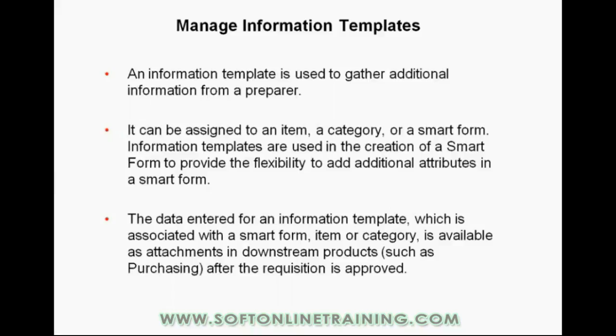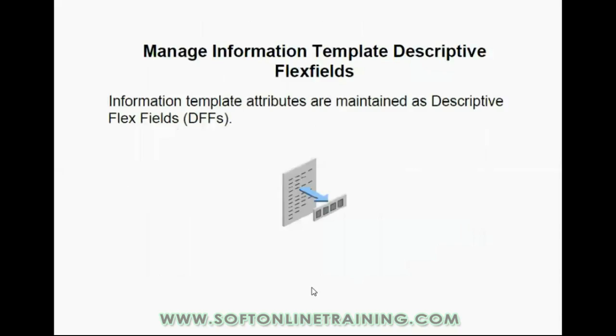Okay. And the data entered in the information template, which is associated with the smart form, item or category, is available as an attachment in downstream products such as purchasing. Suppose this requisition goes to purchasing, and you'll be taking this requisition and converting it into a purchase order. While you are picking this requisition, you will see attachments, and in those attachments you will see the extra information, that is, the information provided in the information templates. Okay. And you can configure a descriptive flexfield for information templates. I will show you how to do that.